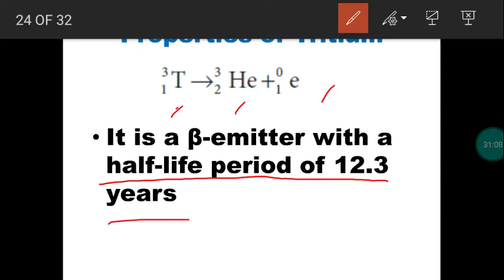for this conversion, how much time is required? This is called a half-life period. If a substance is reduced into one half of its initial value, the time required is called half-life period. From 1 kilogram into 500 gram, for this reduction in mass, how much time is required? This is called half-life period. So when we take 1 kilogram of tritium, it becomes 500 gram by liberating beta particle in how much time? 12.3 years, right?